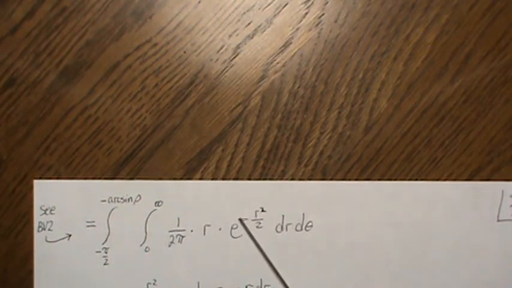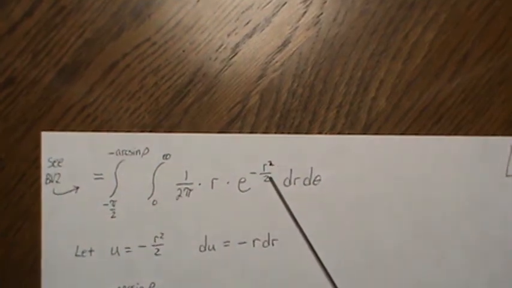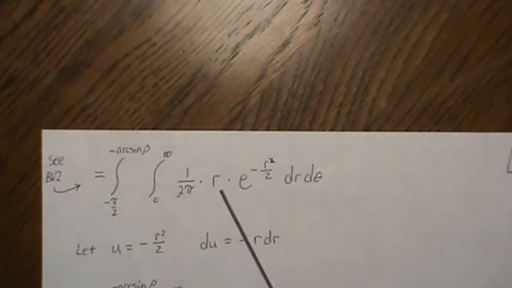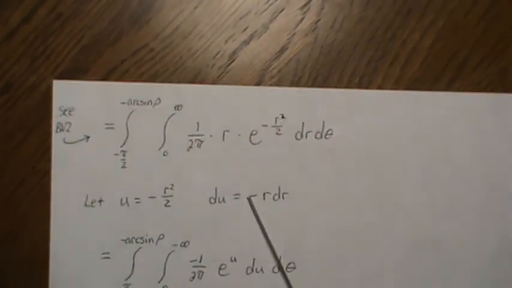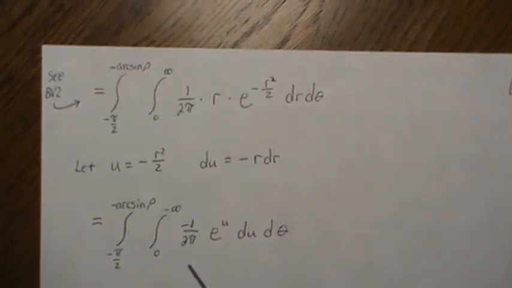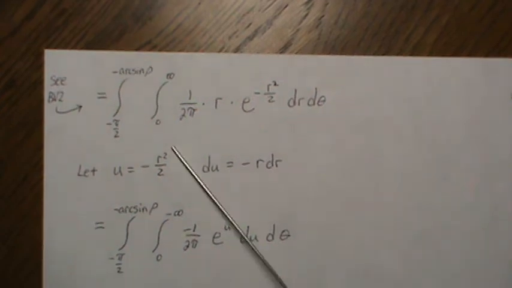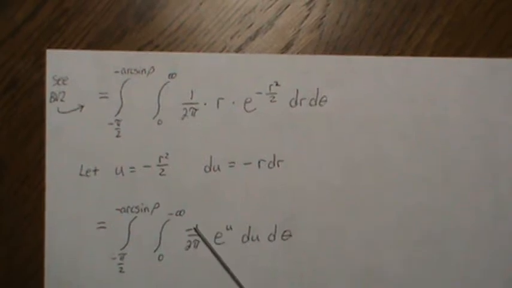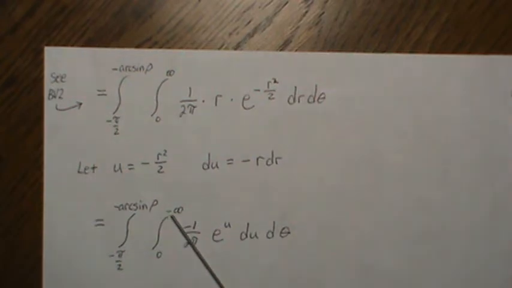Now, again, this is still ugly to integrate. So what we do is we do a u substitution on this exponent, and then du is equal to minus r dr. And then so that r can be brought in here, but we need a minus and a minus to grab that. So then we're left with this piece. And when you plug in 0, you get 0. When you plug in infinity, you get minus infinity because of that minus there.